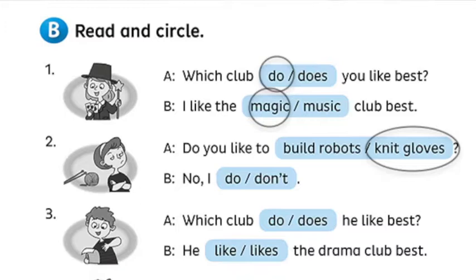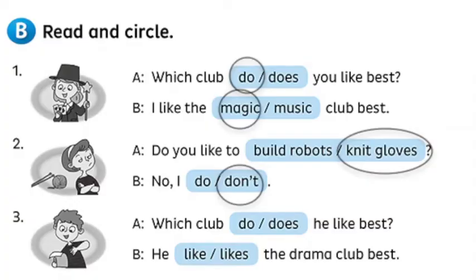Letter B. No, I do or no, I don't. So the answer is no. So it would be I do not or I don't. Same thing. No, I don't. She does not like the knitting club or the knitting of the gloves. Very good. Number 3. Let's move on to number 3.